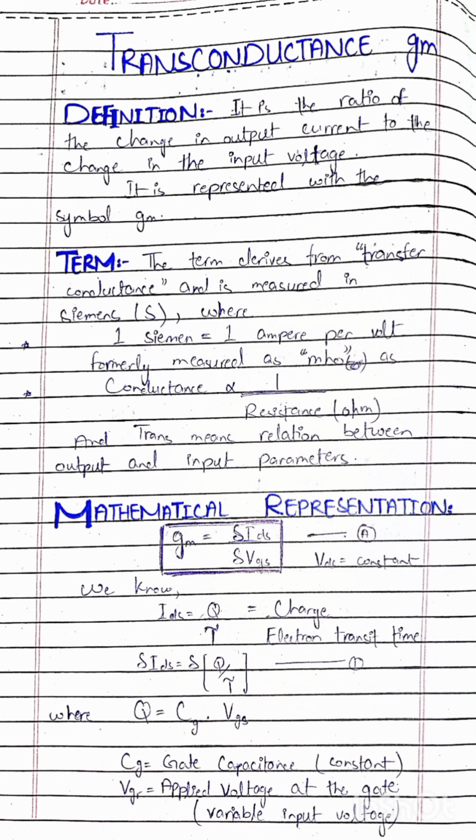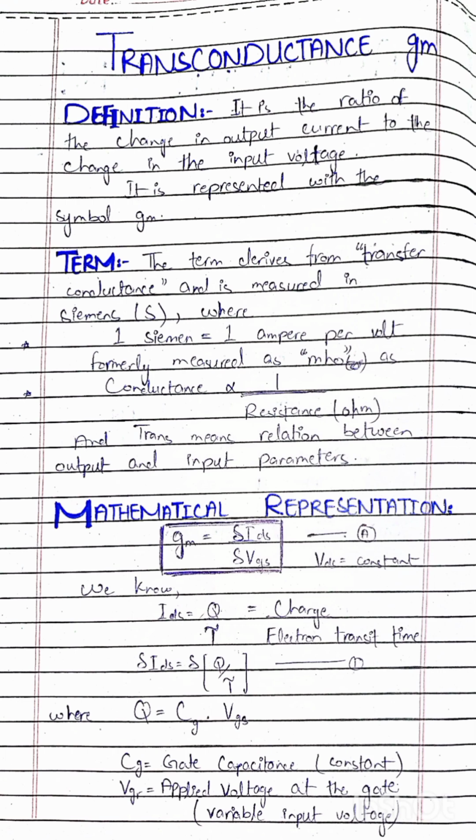In MOSFETs, a higher GM value implies greater amplification and improved linearity, making them suitable for applications like audio amplifiers and RF circuits. For bipolar transistors, transconductance is the ratio of the change in collector current to the change in base voltage. It indicates the device's gain or amplification capability.